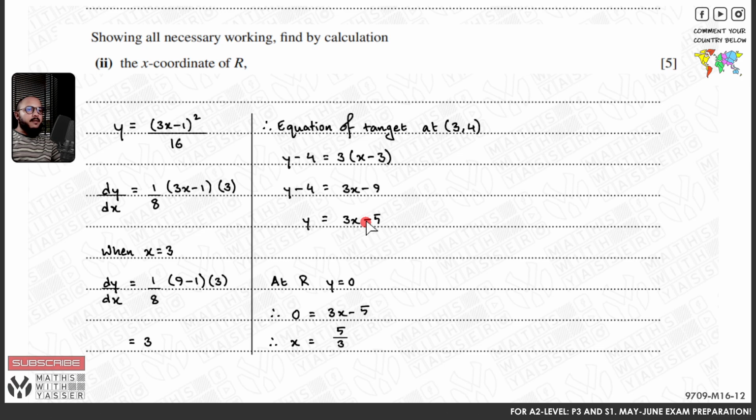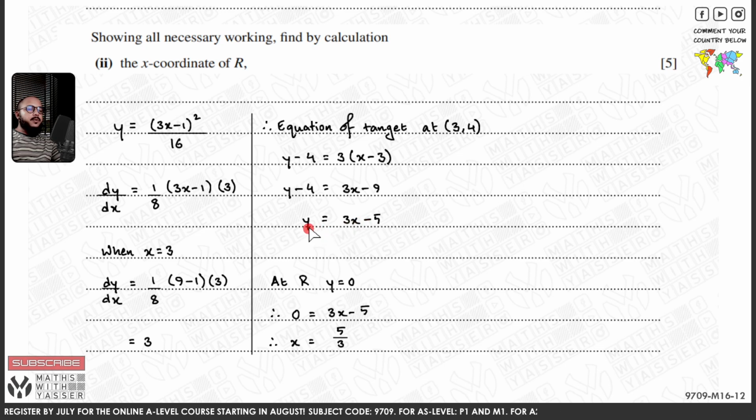Now we simply have to substitute y as 0 because this tangent is intersecting with the x-axis. So that means that y must be 0 at the x-axis. So 0 is equal to 3x minus 5. So x is 5 over 3. And this is the x-coordinate for the point R.